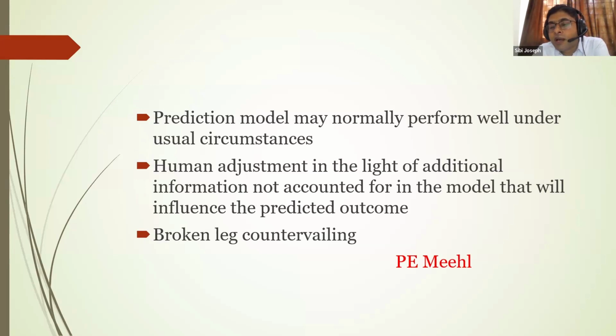For an analogy, you have this broken leg countervailing theory. For example, if you want to predict the outcome of a movie, if a new movie is released on a Friday, you have these trade analysts who basically try to predict the attendance of the moviegoers over the weekend or over the next week. So this will be valid if everything else is constant. There are no unforeseen things happening. Then whatever you predict will come true.